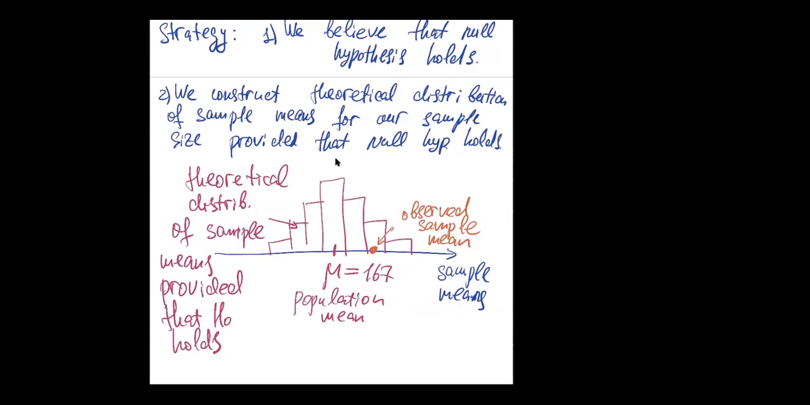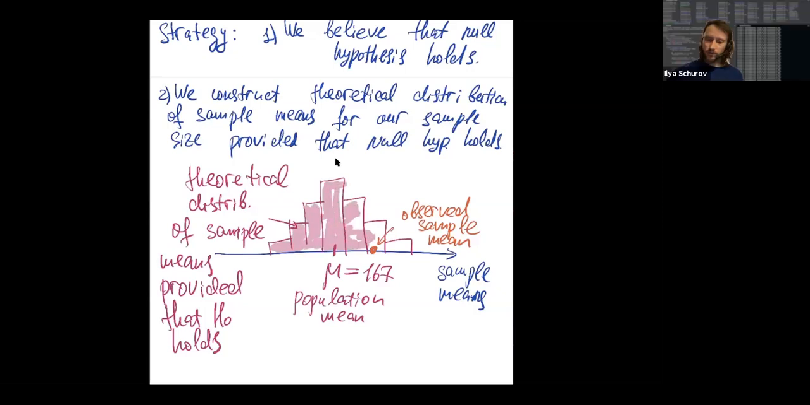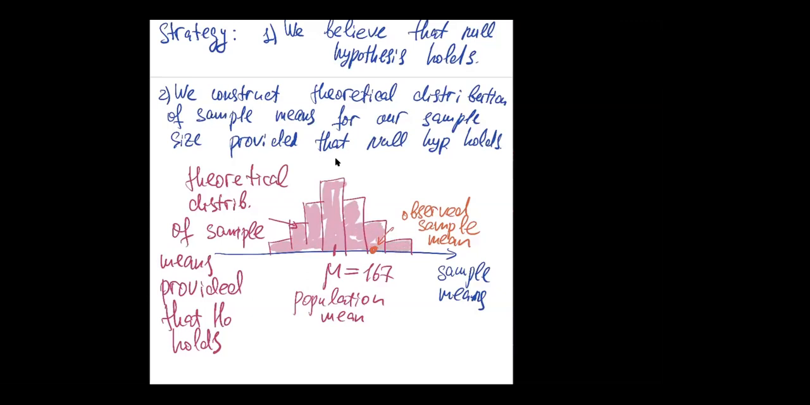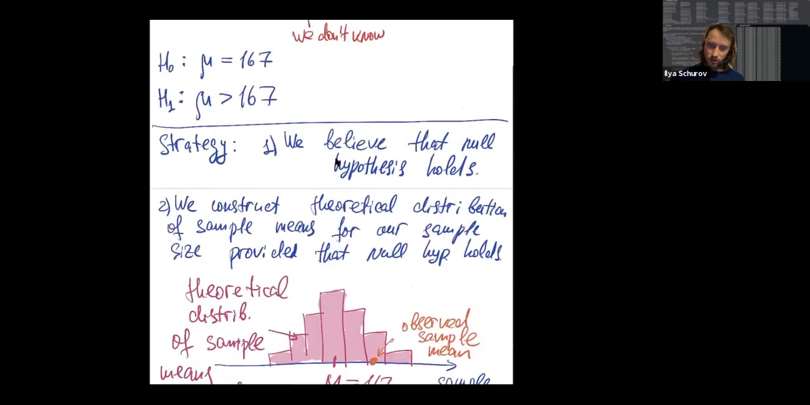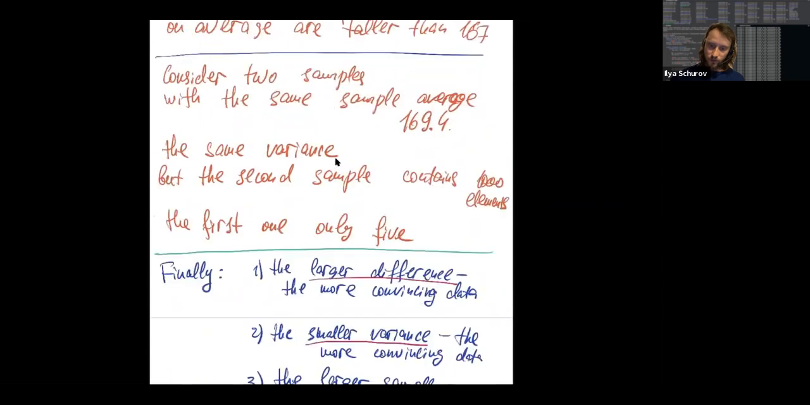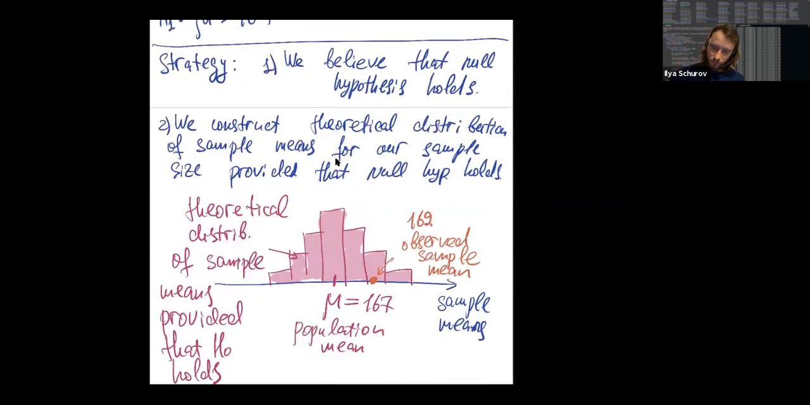As we did before, to check the probability of getting this sample mean, the idea is the same as we discussed previously when we discussed the binomial test. We have to check how our actual observed sample mean, which in this case is 169.4, is related to this theoretical distribution.